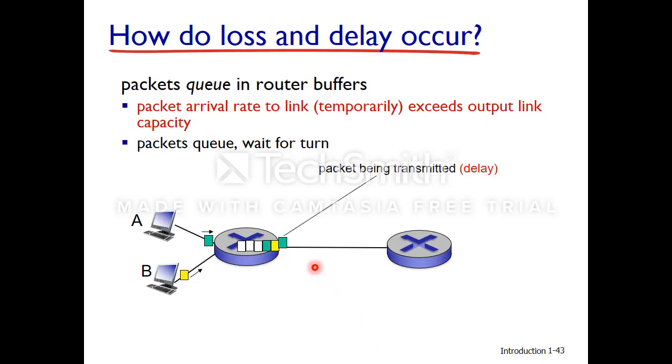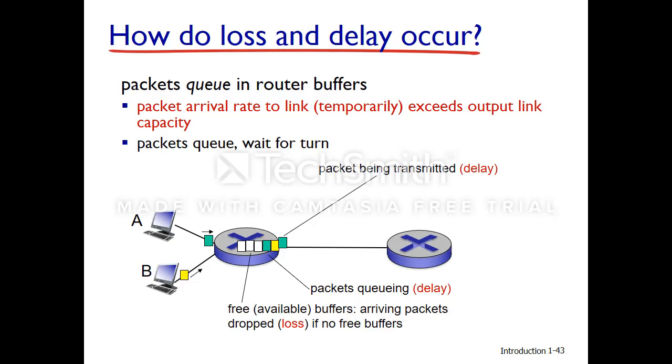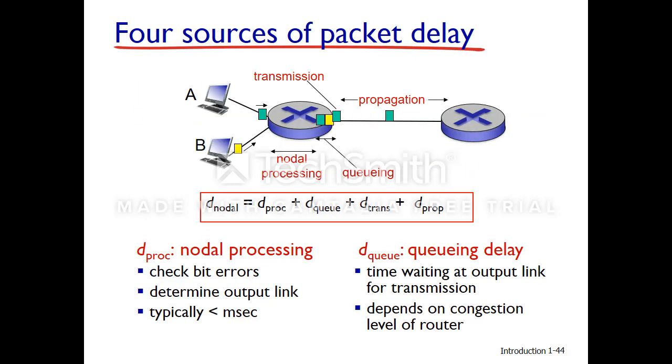Now, when a packet is being transmitted, it's going to experience some delay, and when it's queued up, it also experiences some delay. If you have certain buffers, memory if you would, and a packet arrives and there's space, it can be queued up, otherwise it is lost because there's no more space to queue it up. So the total delay at the node consists of the processing delay plus the queuing delay plus the packet transmission delay plus the propagation delay.